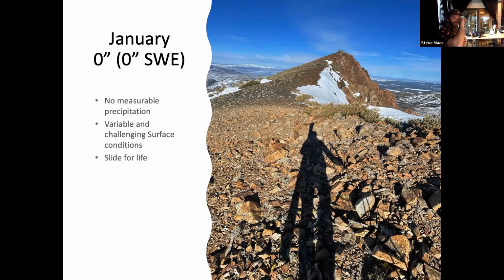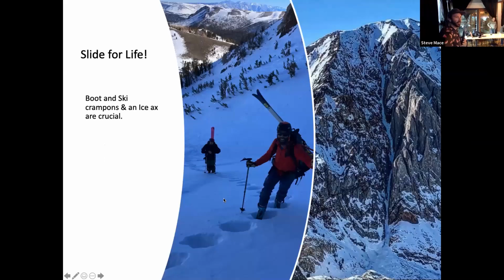But we did start to see a lot of variable and challenging surface conditions develop. A lot of that really hard and slick surface. We started getting our crampons out early on in January for those slide-for-life conditions. A couple other notable close calls. We had a few people report slide-for-life incidents, or they were filtering through the grapevine.